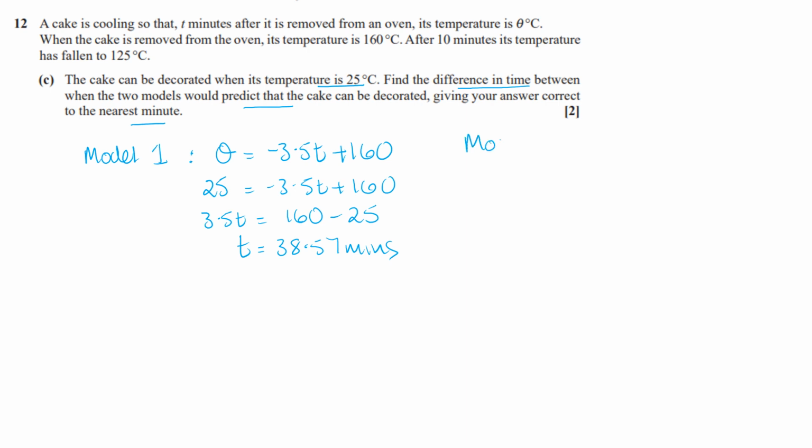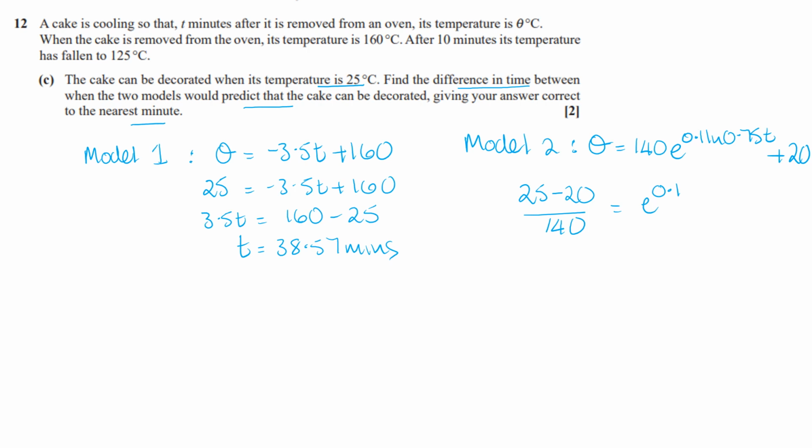Now if we have a look at model 2, that said that theta was equal to 140 e to the 0.1 ln of 0.75 t plus 20. So again, we want it to be 25. If we bring that 20 over, it'll be minus 20 and divide by 140. That will then be the e to the 0.1 ln of 0.75t. Now if you do that sum here, that comes out to be 1 over 28.